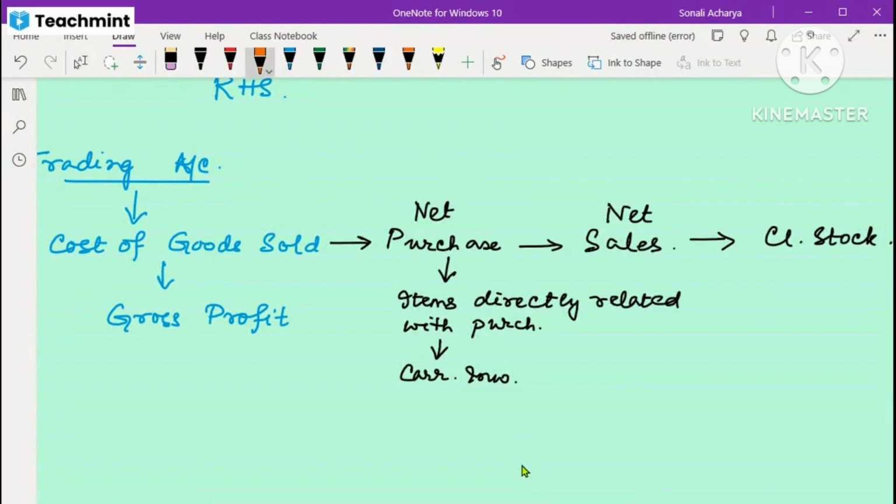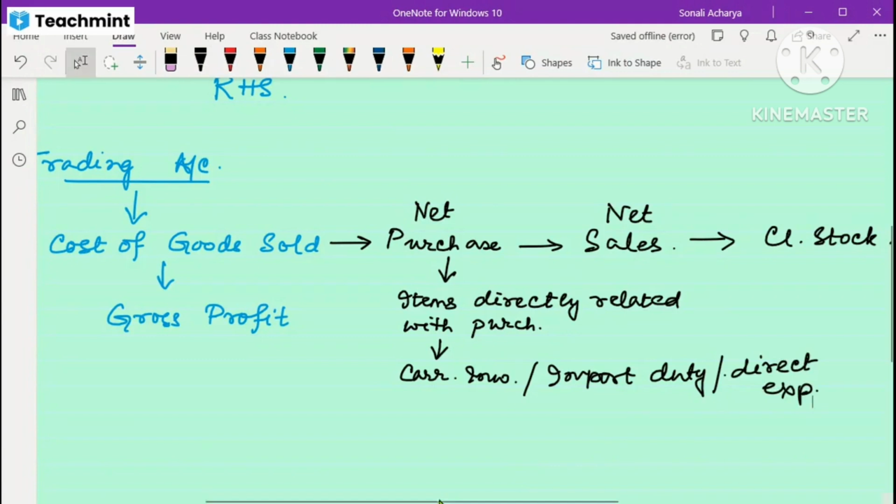The expenses directly related with the purchase. This type of expenses are included in the trading account. Like another one I mentioned, import duty. This is also related with purchase. Apart from this, any type of direct expenses.